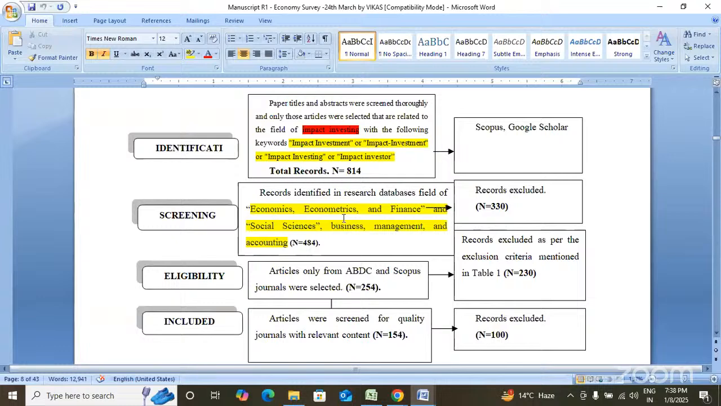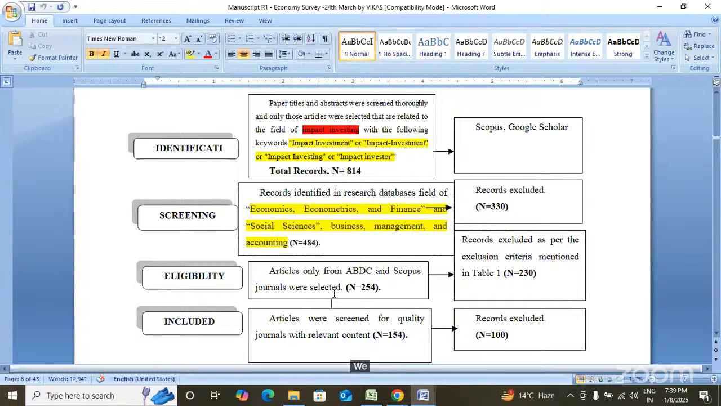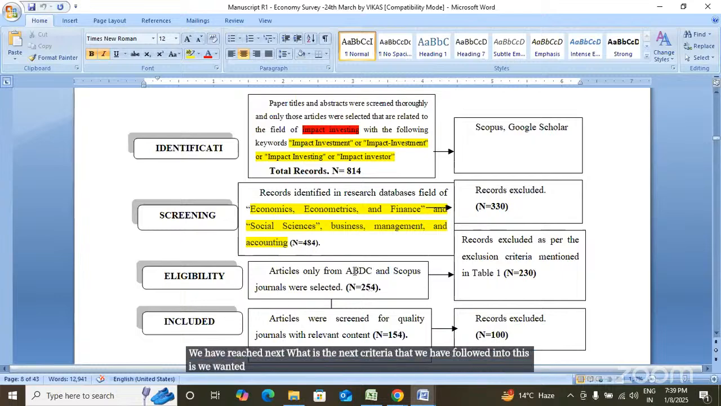Then how did you screen those? We use the subject area. We have minimized the subject area to economics, econometrics and finance, social science, business management and accounting. Then the number of papers that remains is 484. From 814 to 484 we have reached. Next, what is the next criteria that we have followed? We wanted our papers only from ABDC and Scopus.